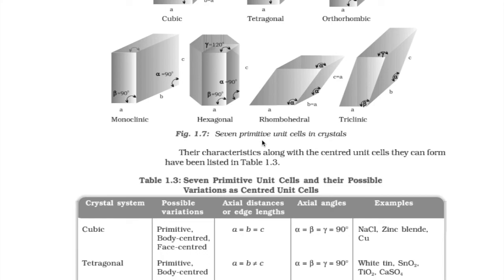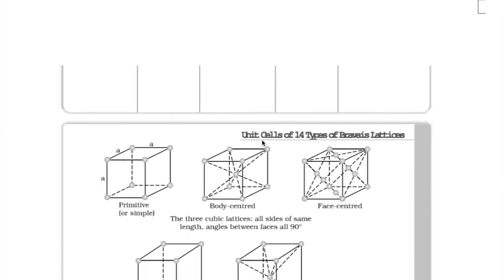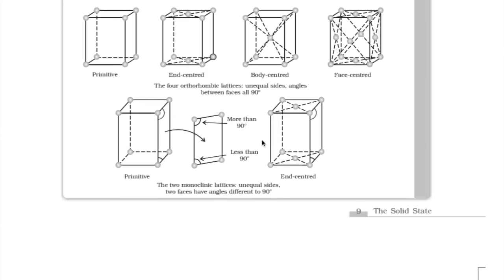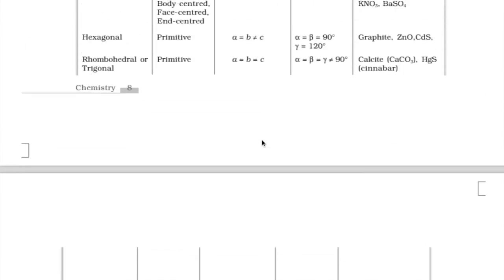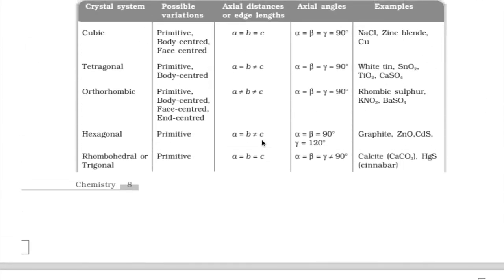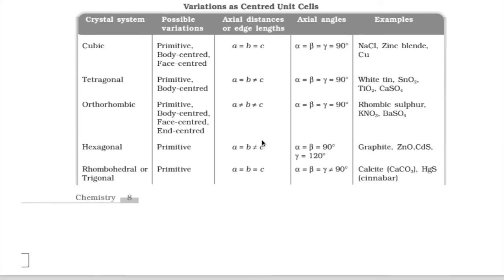Students, now I think that all 14 types of unit cells are clear to you. Examples of different crystal systems are given in this table. You can learn the examples from this table. Thank you.